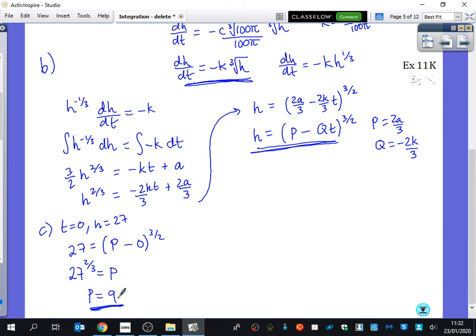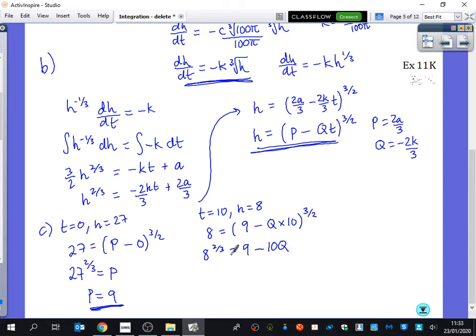But then we still can't use that information for the next part. Yes, you can use that information for the next part. The next part says when t is 10, h is 8. So 8 equals 9 minus q times 10 to the power of 3 over 2. So you're now going to do 8 to the power of 2 over 3 equals 9 minus 10 q.